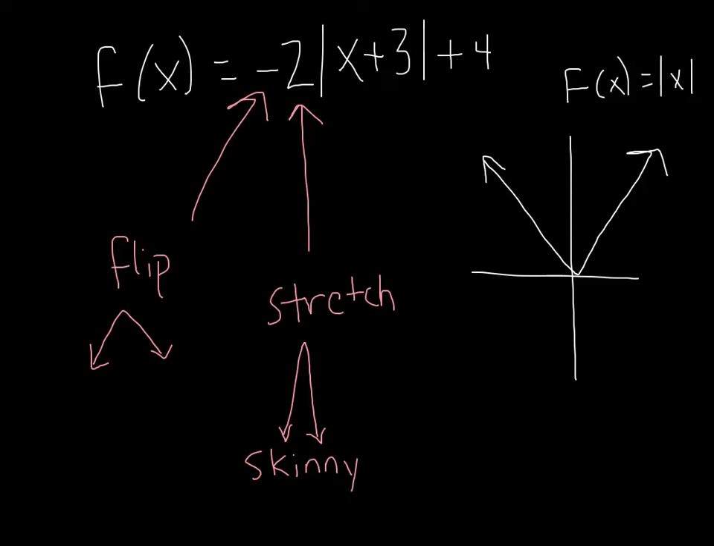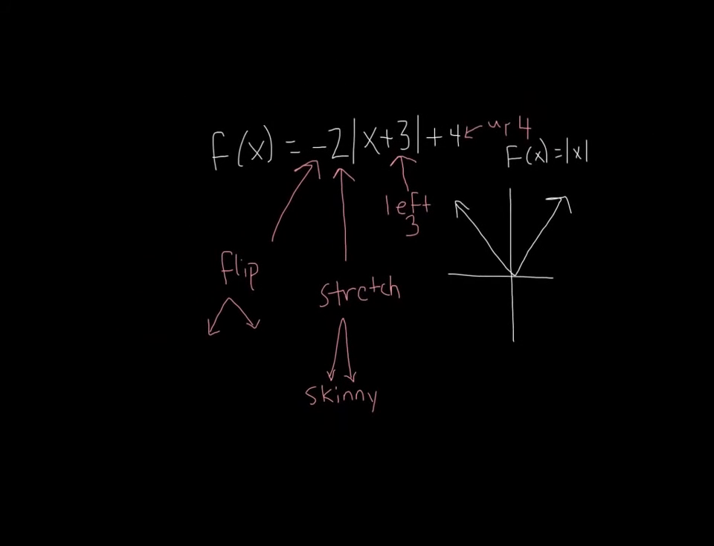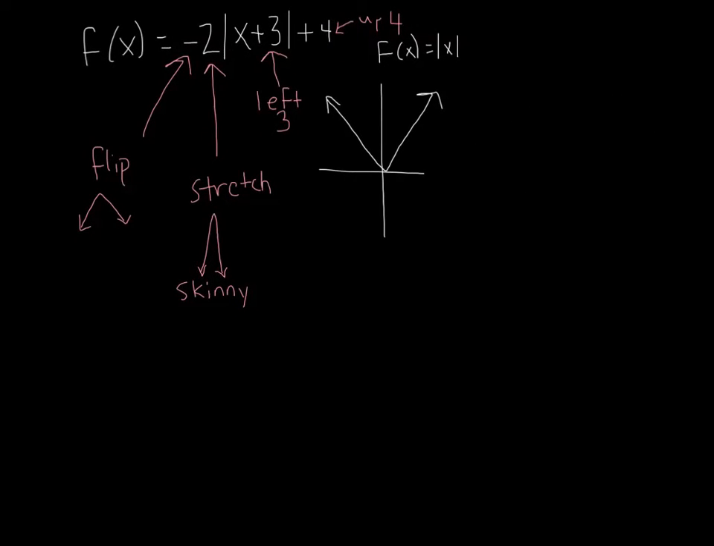And then the +3 right here has the action of moving the graph left 3, and the +4 moves it up 4. So let's scoot this down a little bit so we can keep it on the screen. Okay, here we go. Oops. Let's erase that and make it white. Okay.